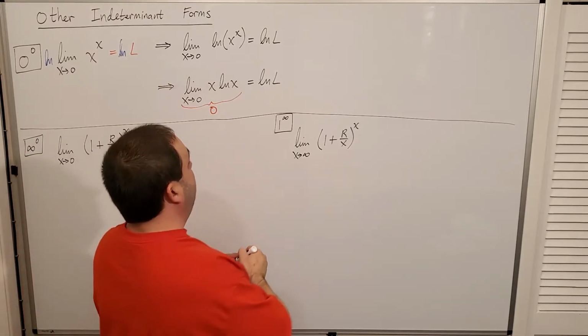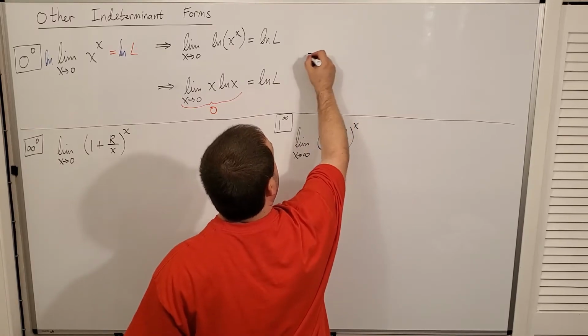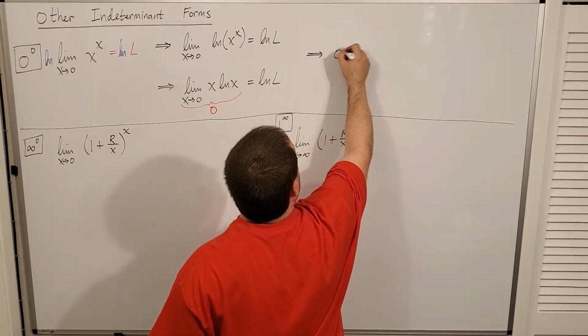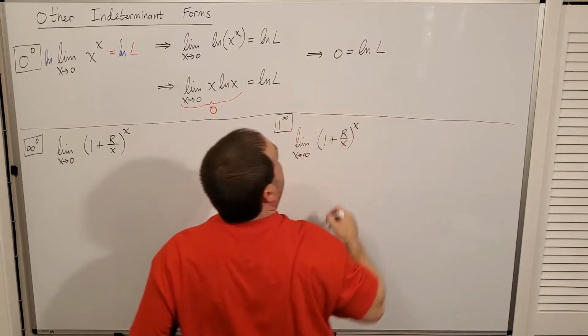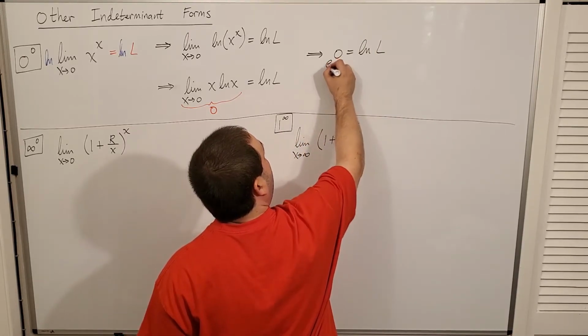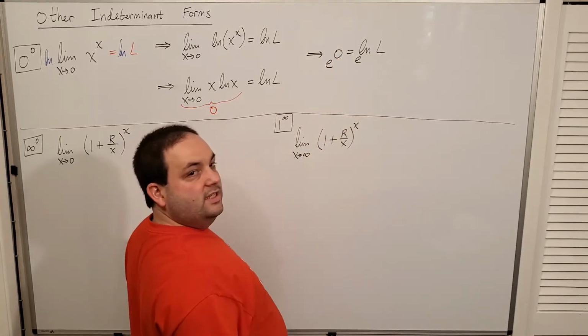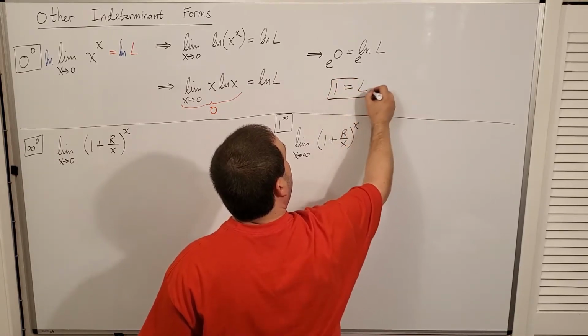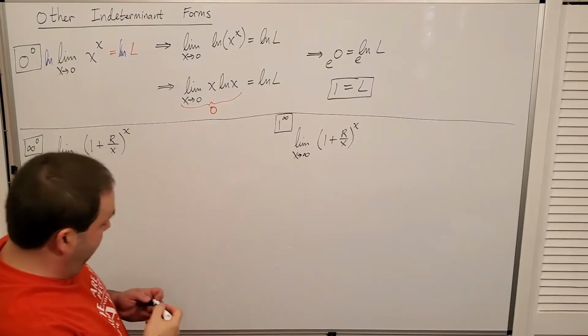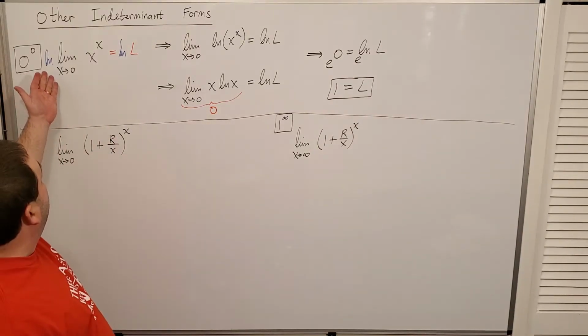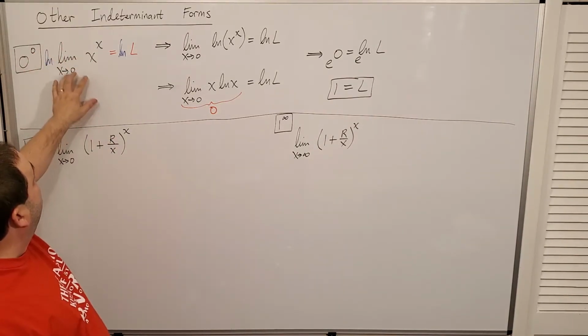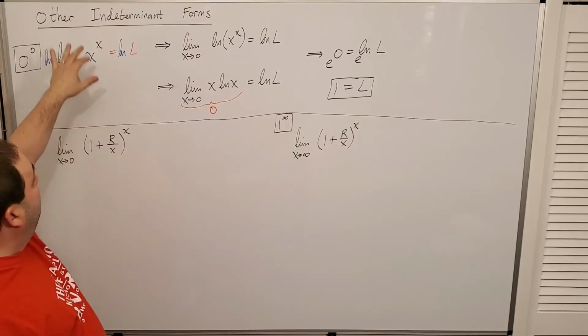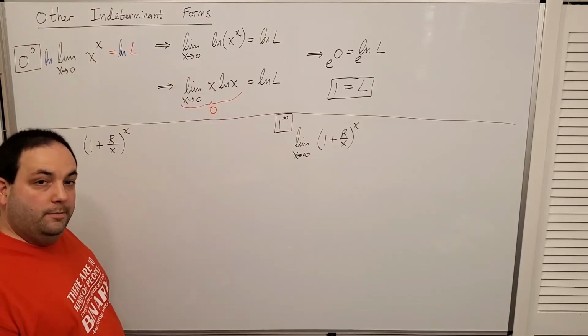So from here, what this tells me is that 0 equals the ln of L. Therefore, I have to raise a base e on both sides, which is going to tell me that 1 is L. Anything to the 0 is 1. So I'm getting that the actual overall value of the limit as x goes to 0 of x to the x is 1.